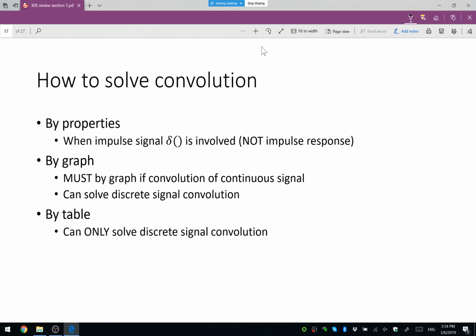And then we have other kinds of problems, either continuous or discrete. For these two kinds of problems, there are two ways to do it. For both, you can draw graphs, using graphs to detect the ranges and non-zero areas and so on. We're going to show that in examples. And if it is discrete signals, we can use a table to show the result of a convolution.